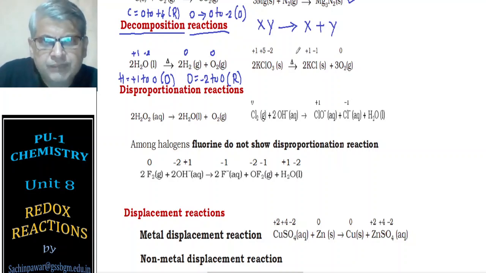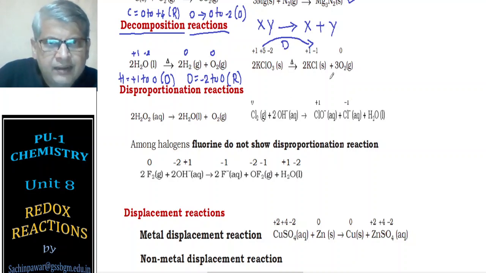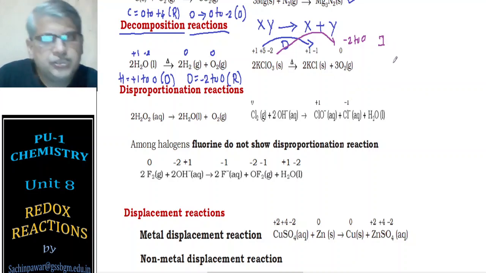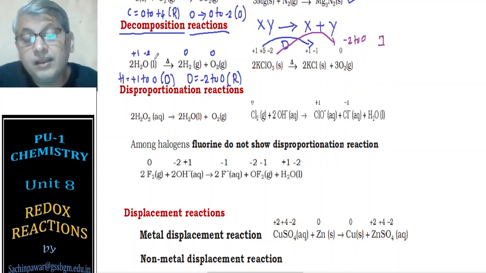Here if you take potassium, there is no change in the oxidation number. Chlorine is going from +5 to -1, which means a decrease in oxidation number. And regarding oxygen, it is -2 to 0, which means an increase in oxidation number. So there is a decrease in oxidation number as well as an increase in oxidation number, that means it is an example of a redox reaction. Okay, next is disproportionation reaction.